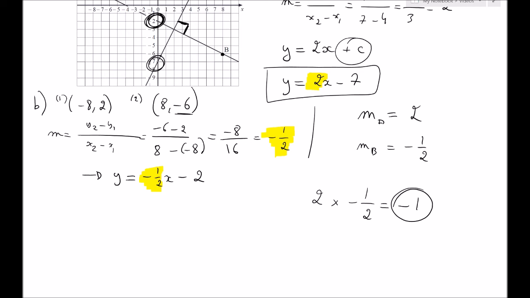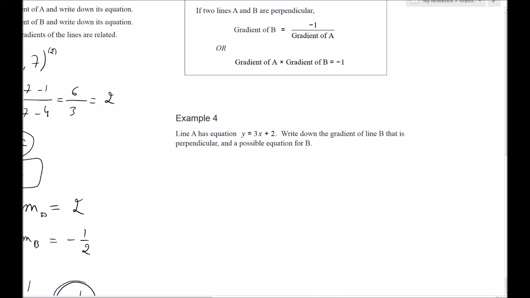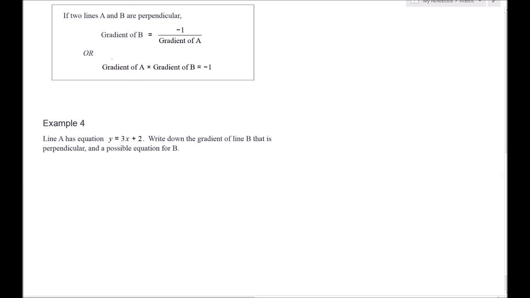You could also put it in a different way. I'm going to show you a grid now for perpendicular lines. You could say that if two lines are perpendicular, you know that the two gradients will multiply to minus 1. Or you can say gradient of B is minus 1 over the gradient of A. So both will be fine. But you have to remember, parallel lines have the same gradient, while perpendicular lines have two gradients that multiply to minus 1. Knowing all of this, you can now solve this question here.